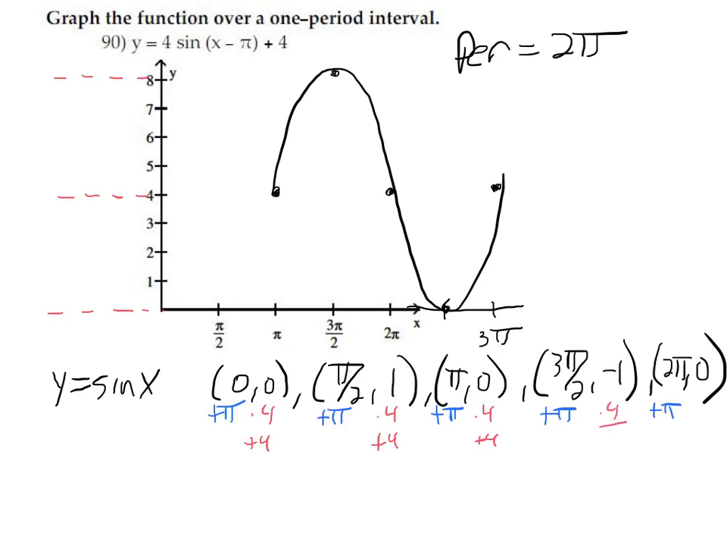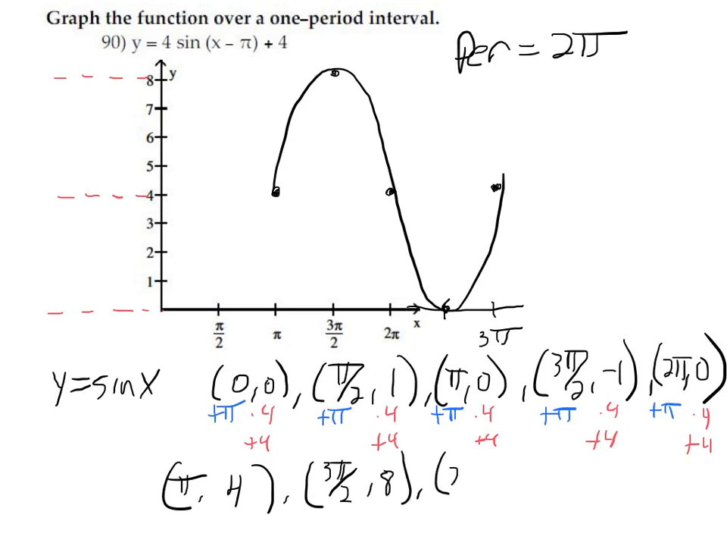Oops, I didn't get the add 4. There we go. Add 4. And finally multiply by 4, and then add 4. So our final answers will be these key points. Starting at 0, we added pi, and we just get pi. Starting at 0, multiplying by 4 is still 0, then plus 4, we get 4. Next point, pi halves plus pi, 3 pi halves. 1 times 4 is 4, plus 4 is 8.